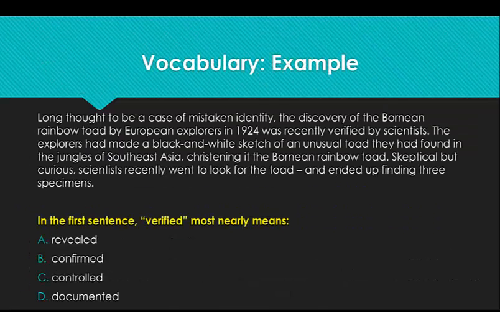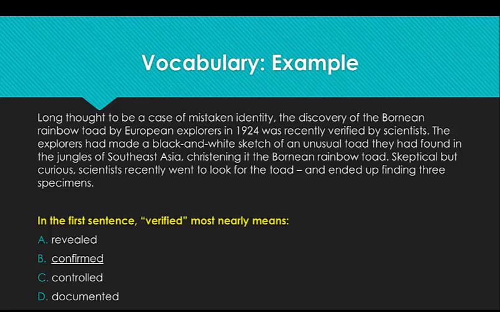In terms of vocabulary, this section is pretty much what you would assume it to be. You're going to be given a passage, and then they're going to ask you to essentially define one of the words or tell us what one of the words used in the passages most likely means. So in this instance, in the first sentence, verified most nearly means confirmed. In the first sentence of the passage, the author explains that the discovery of the rainbow toad was originally thought to be a case of mistaken identity, but it was recently verified by scientists. So in this particular context, verified most nearly means confirmed.